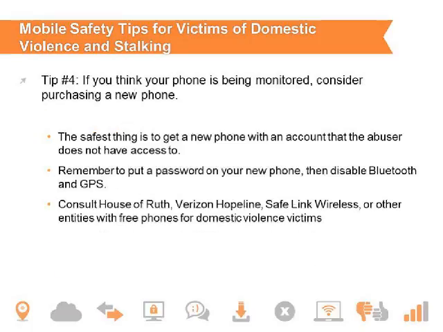So that leads us to tip number four, which is that if you think your phone is being monitored, the safest thing to do is to get a new phone with an account the abuser doesn't have access to. And this can be done through Verizon Hopeline. It can be done through SafeLink Wireless for low-income people. And I know some House of Ruth shelters give out phones to DV victims who stay at them too.